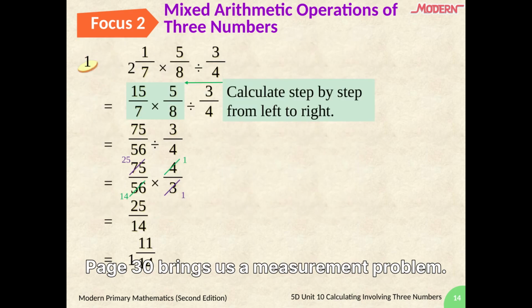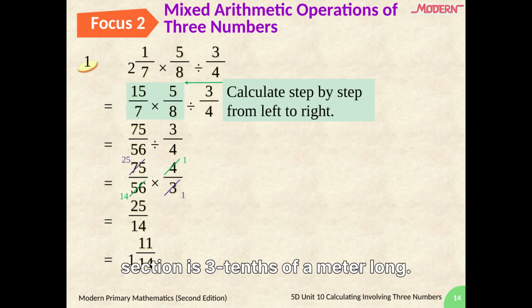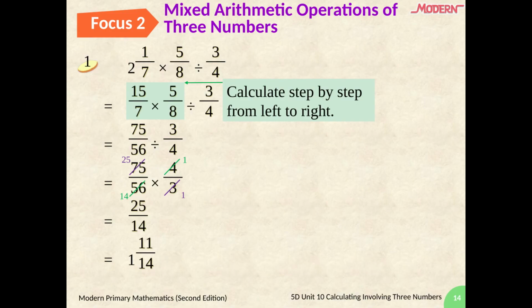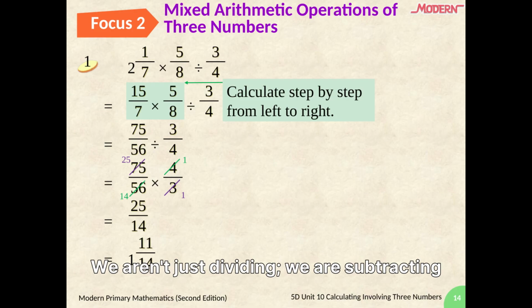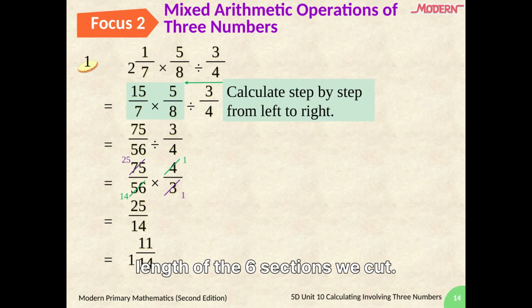Page 30 brings us a measurement problem. We have a roll of ribbon that is 5 3/4 meters long. We cut away 6 sections, and each section is 3/10 of a meter long. How many meters are left? This thinking way is a bit different. We aren't just dividing, we are subtracting a total amount that we've used up. First, we need to find the total length of the 6 sections we cut.